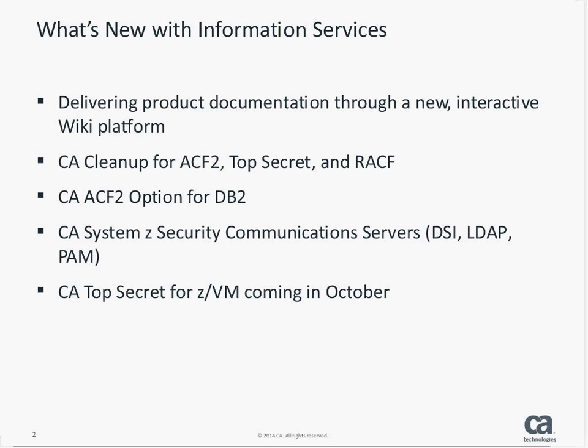We're in the process of migrating our product documentation to a new wiki platform. Today, we have the following mainframe security products that are now available on this platform: CA Cleanup for ACF2, Top Secret, and RACF, which went live in April; the option for DB2, which went live in June; and CA Security Communication Server, which includes LDAP, DSI, and PAN, that went live in July. Currently, the Top Secret documentation is being created and will go live sometime in October. It's a continuing process, and it's going to take us some time to get all our docs out there, but this is what we have.